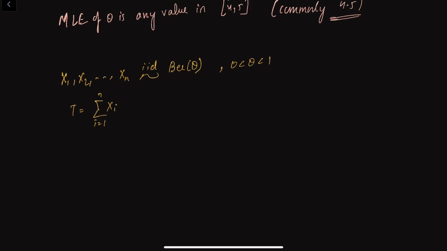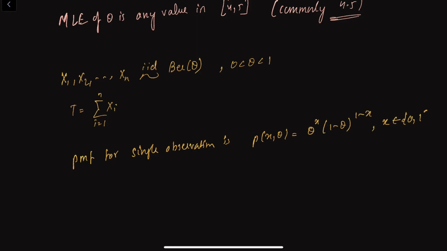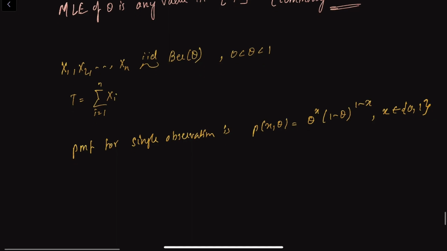So first we can see the PMF, the probability mass function for any single observation, is P(x; theta) = theta^x (1 - theta)^(1 - x), where x belongs to the set {0, 1}. So if I consider the log likelihood for one observation, that is x log theta plus (1 - x) log(1 - theta).